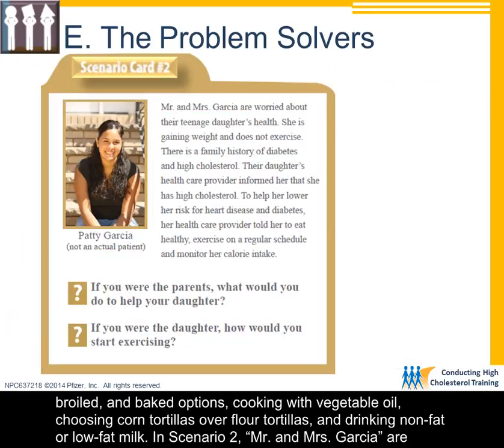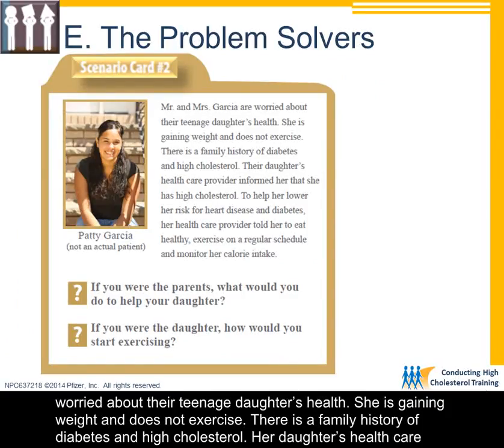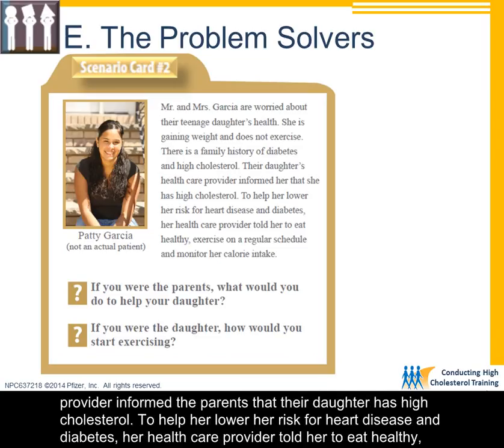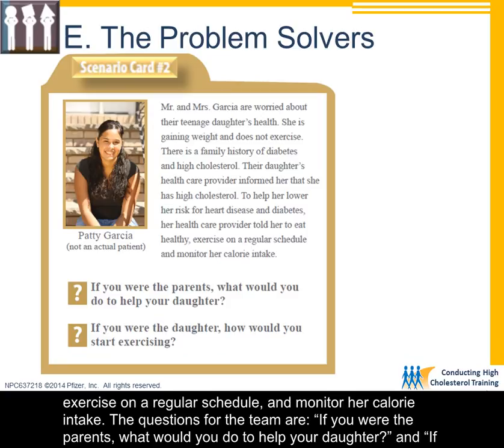In Scenario 2, Mr. and Mrs. Garcia are worried about their teenage daughter's health. She's gaining weight and doesn't exercise. There's a family history of diabetes and high cholesterol. Her daughter's healthcare provider informed the parents that their daughter has high cholesterol. To help her lower her risk for heart disease and diabetes, her healthcare provider told her to eat healthy, exercise on a regular schedule, and monitor her calorie intake.